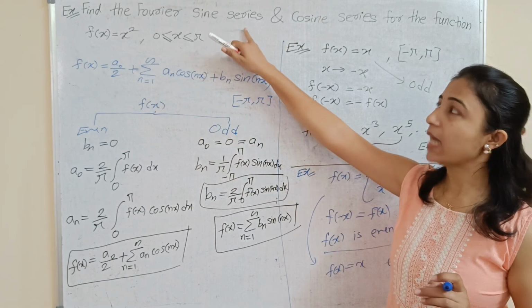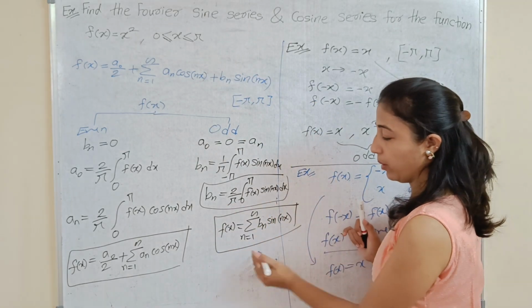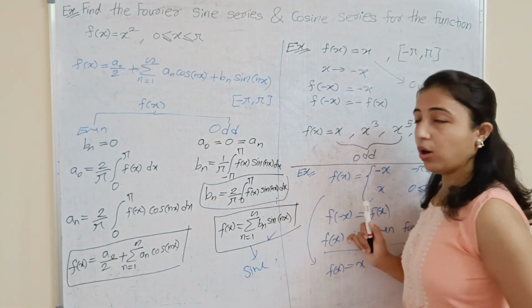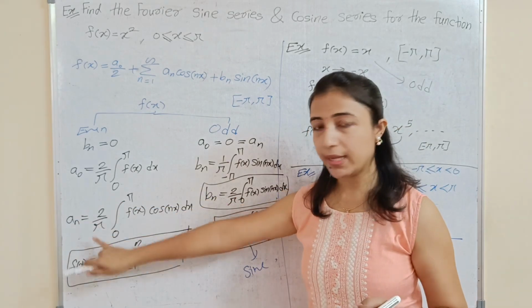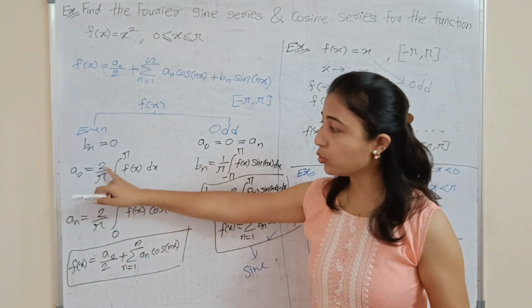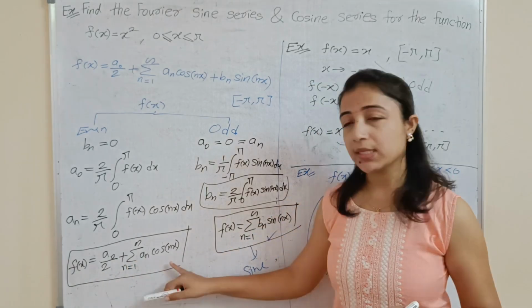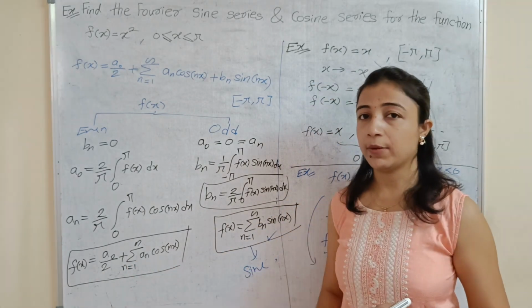कि फोरियर सीरीज साइन सीरीज पूछा है तो डायरेक्टली यू हैव टू फाइंड bn एंड यूज दिस फॉर्मूला. मतलब इसमें साइन है, सो दिस इज ए साइन सीरीज. और if they ask about the cosine series, so directly find a naught and an using this formula. See here it is 2 by pi, 2 by pi. फाइंड द फोरियर कोसाइन सीरीज मीन्स ये वाला फॉर्मूला आपको यूज करके सीरीज को फाइंड आउट करना है.